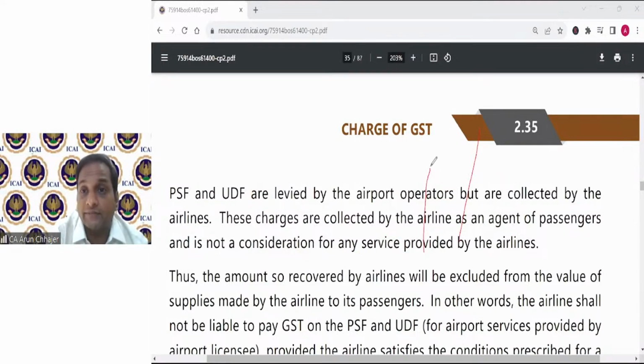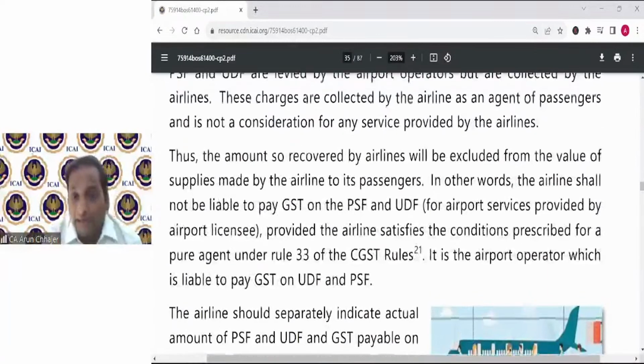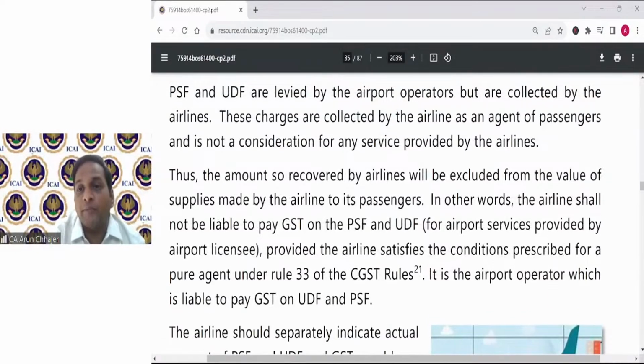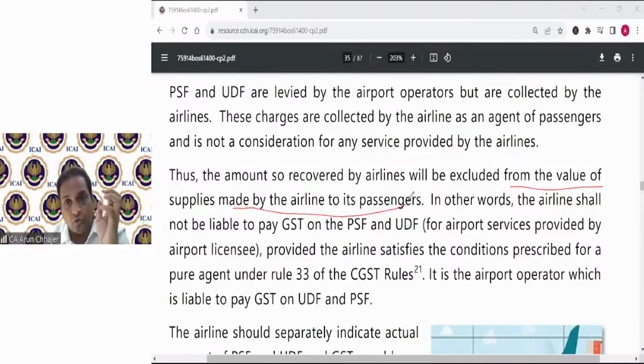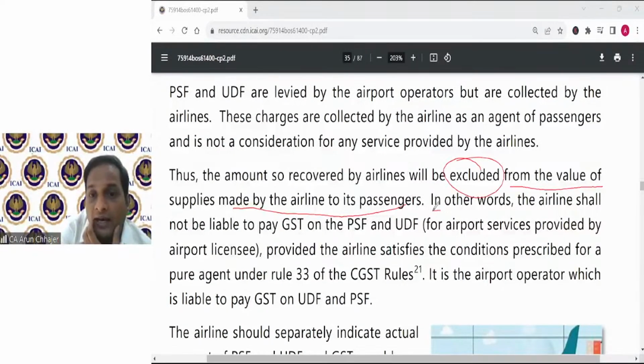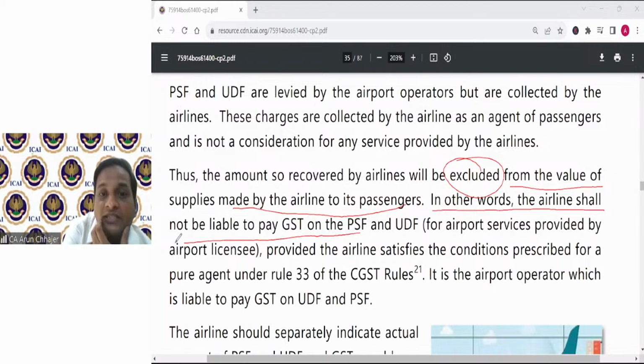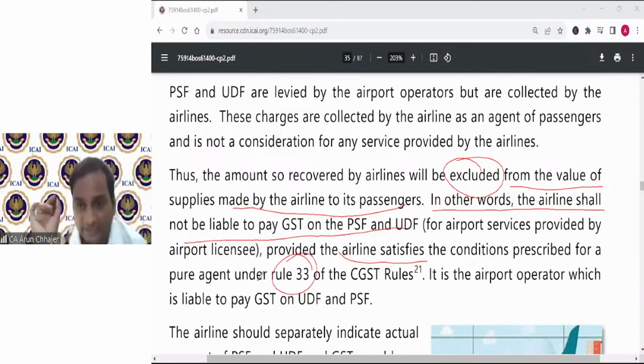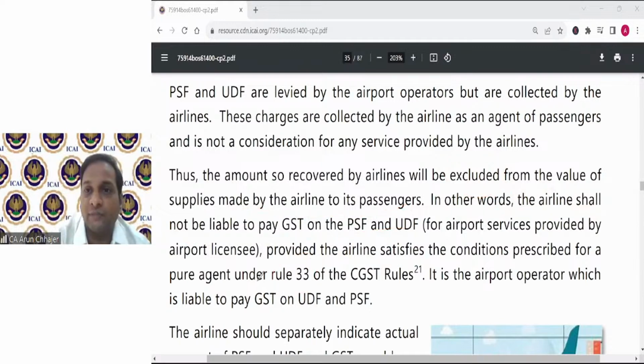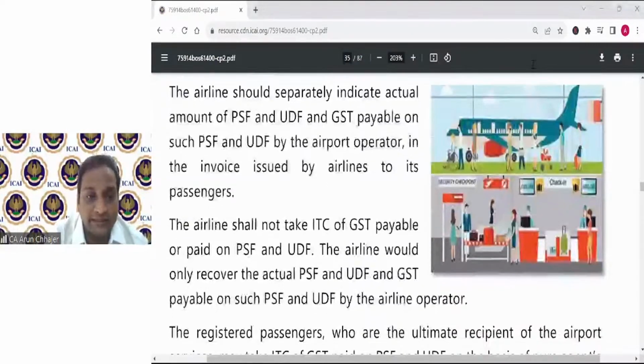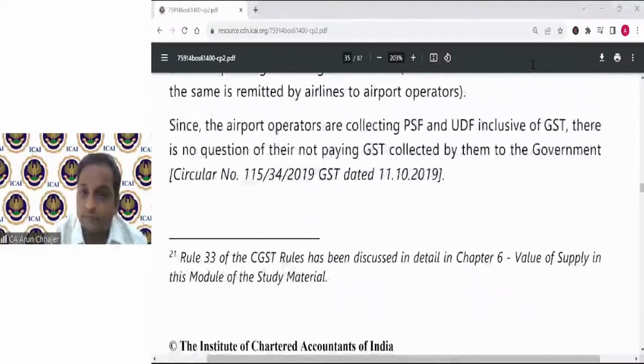Thus, the amount so recovered by airline will be excluded from the value of the supply made by the airline to the passenger. So, whatever they are collecting, PSF and UDF charges, that will not form part of the value, will be excluded. In other words, the airline shall not be liable to pay the GST on these charges, provided the airline satisfies all the conditions of pure agent, Rule 33. So that we will discuss in the valuation. Rule 33, I think, is covered in the valuation, Chapter 6.